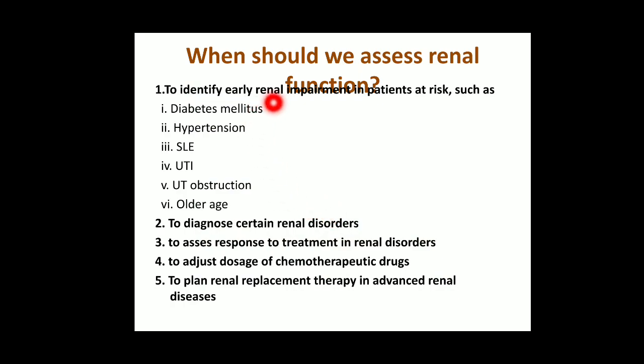So when should we assess renal function? When there is a risk such as diabetes, hypertension, systemic lupus erythematosus, UTI, obstruction, in all these conditions we should assess renal function. Then to diagnose renal disorders, to see the response, for the diagnosis and prognosis of renal disorders, then chemotherapeutic drugs, then renal replacement therapy, in all these conditions we need to compulsorily assess renal function.